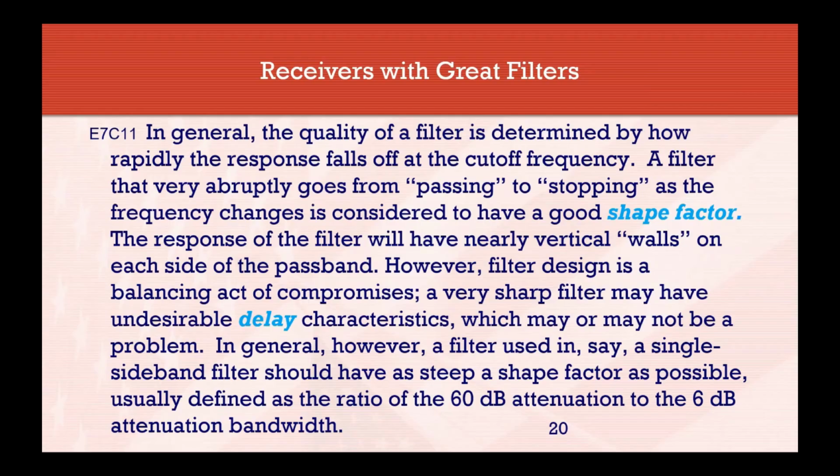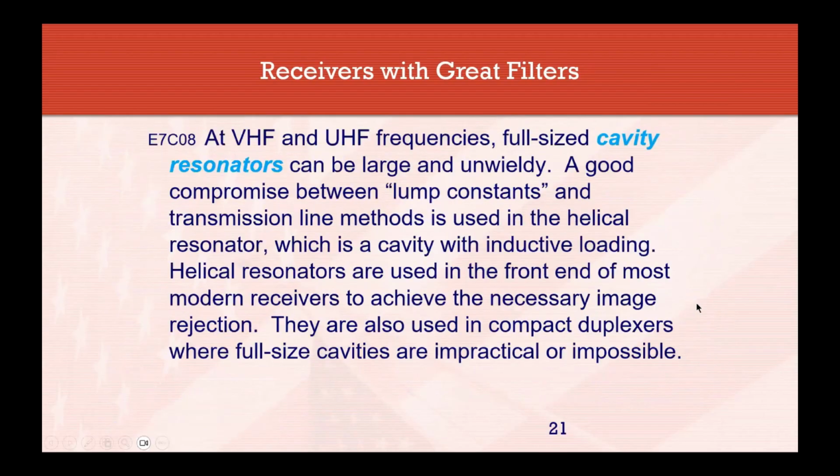In general, however, the filter is used in, say, an SSB filter, single sideband filter, where you would need as steep a shape factor as possible, usually defined as the ratio of 60 dB attenuation to the 6 dB attenuation bandwidth. What does that mean? Oh boy, good question, right? No, I don't have it. I thought I had a diagram following that.